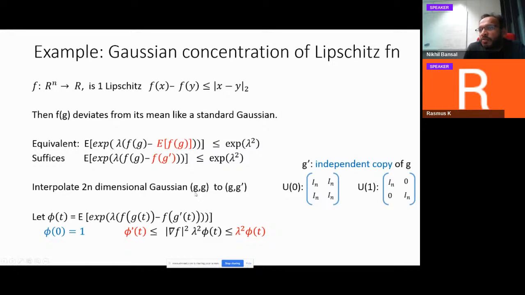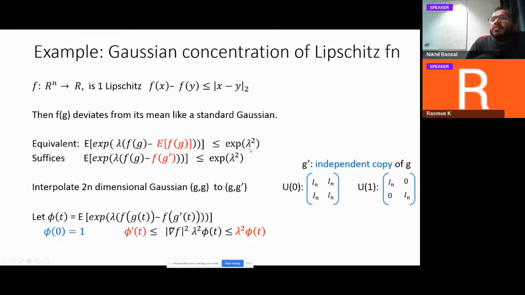So what one can do is interpolate from the setting where G and G prime are the same, in which case this is just exponential of 0, which is 1, very simple, to the setting where G and G prime are independent. I'll skip the calculation, but if you just apply the Gaussian interpolation formula, in a one-line computation you get that this quantity satisfies the differential equation phi prime of t is at most lambda square phi of t, which means phi should grow like e to the lambda square.